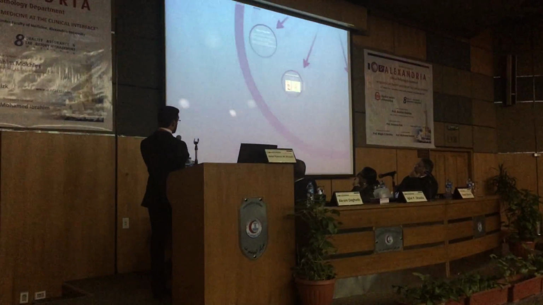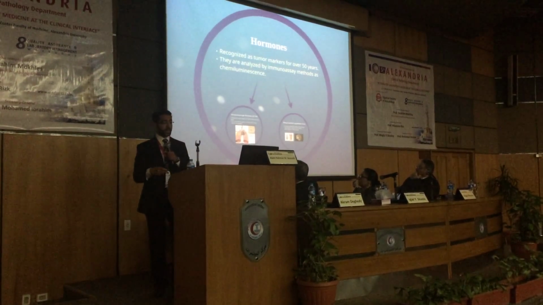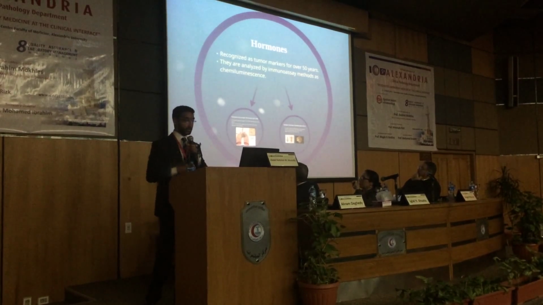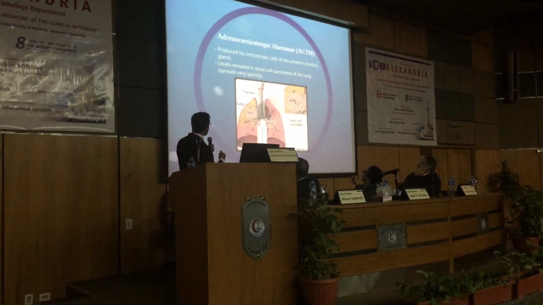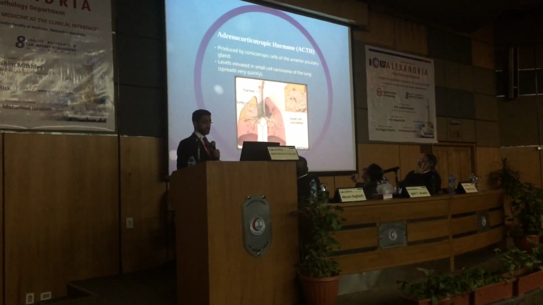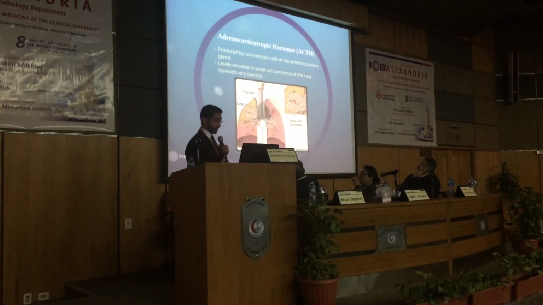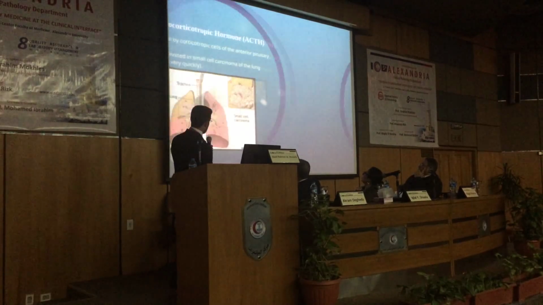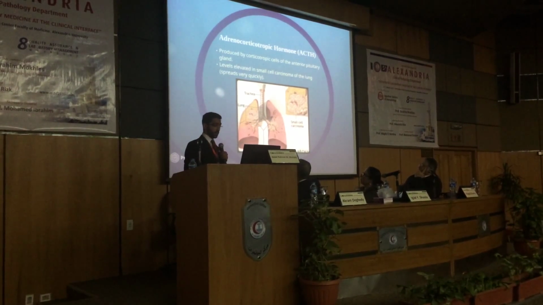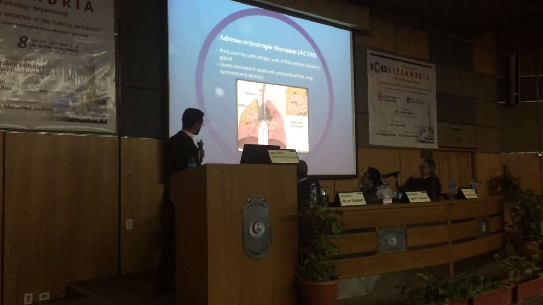Let's move on. We've got hormones. Hormones are also considered to be important tumor markers, analyzed by immunoassay methods as well. And we can talk about ACTH, adrenocorticotropic hormone, which is considered to be produced by the corticotropic cells of the anterior pituitary gland. Now, it is elevated in cases of small cell carcinoma of the lung, and this is a very highly metastatic type of cancer.